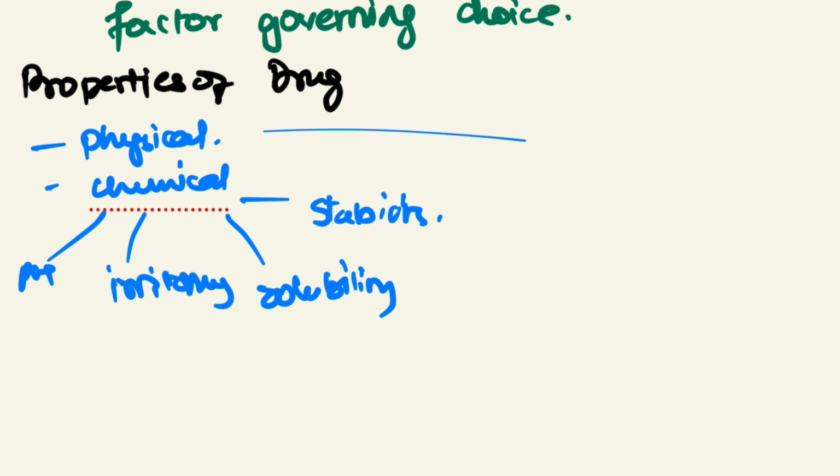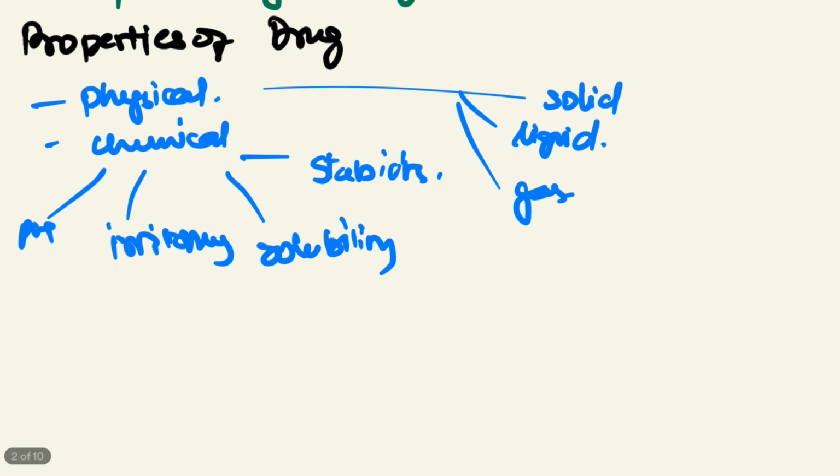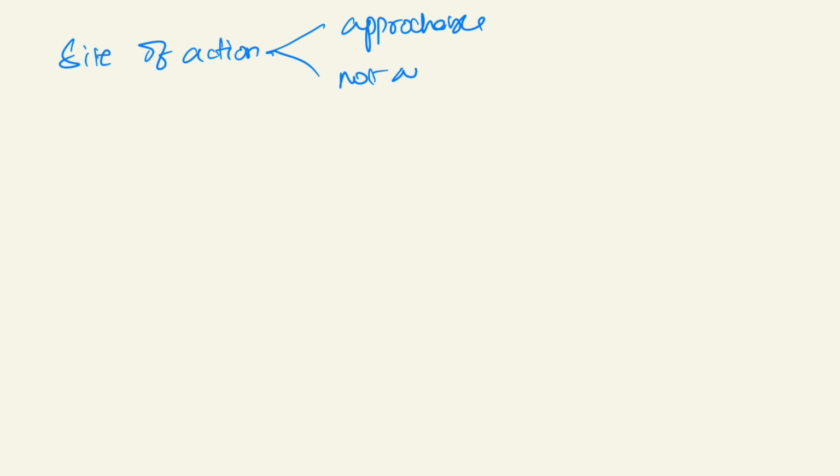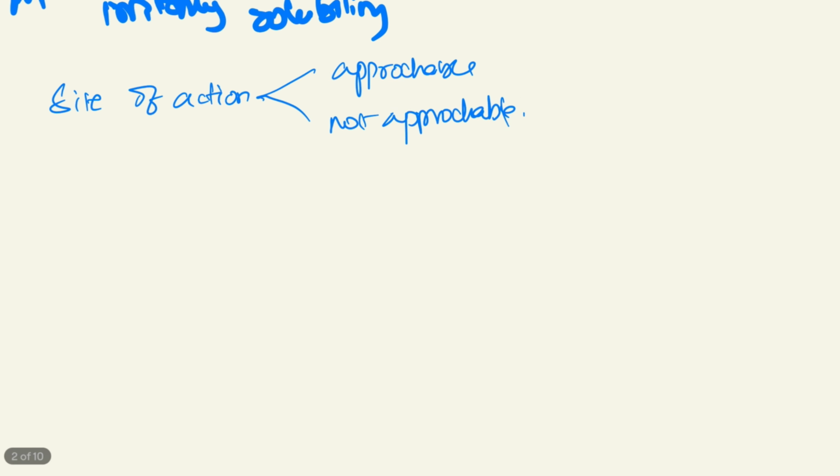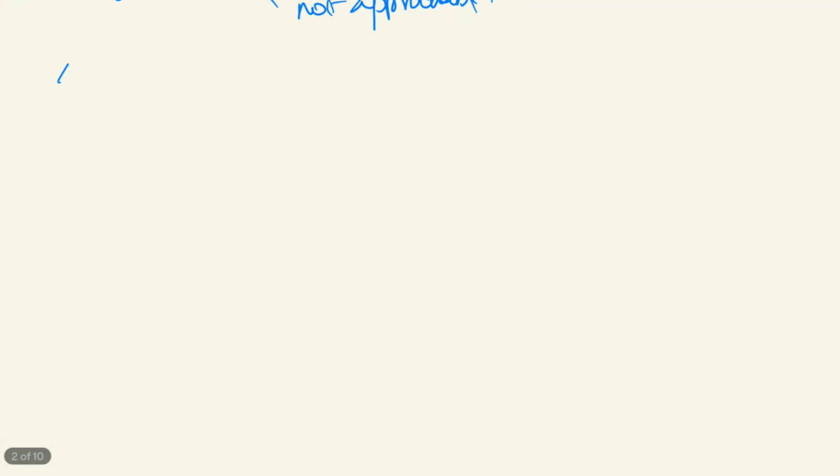And what are the physical properties? It's whether solid, liquid, or gas. Then what are the other things? First, we should see the site of action. Where is that site targeted? Whether it is approachable or not easily approachable. And then we should see the absorption, at what rate and to what extent the drug is absorbed. These are the factors we should see.